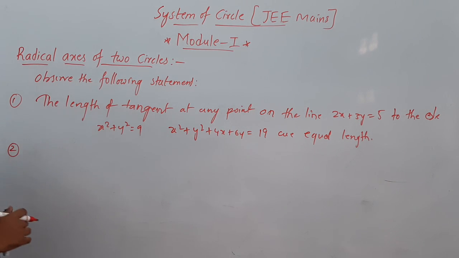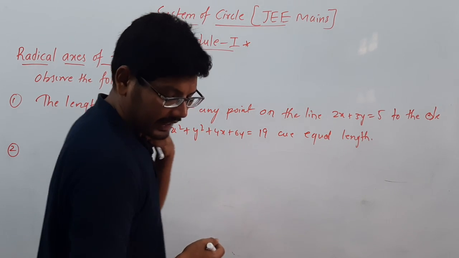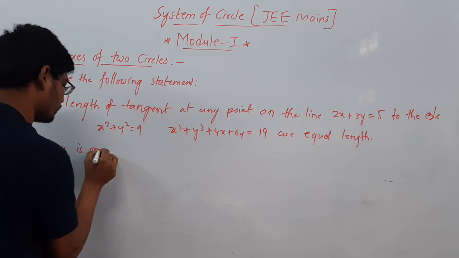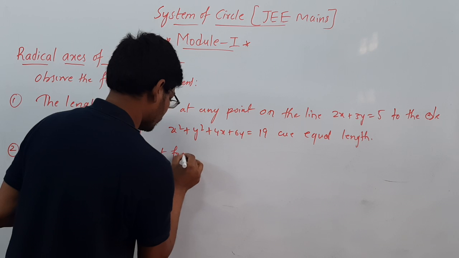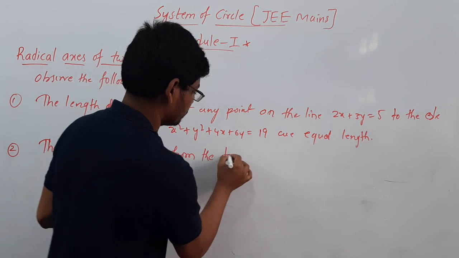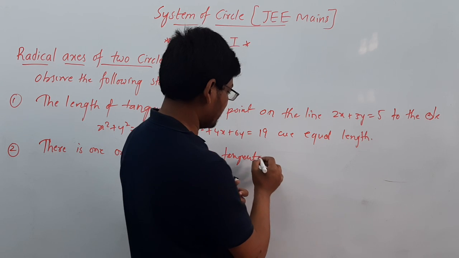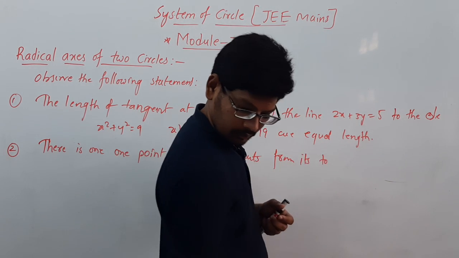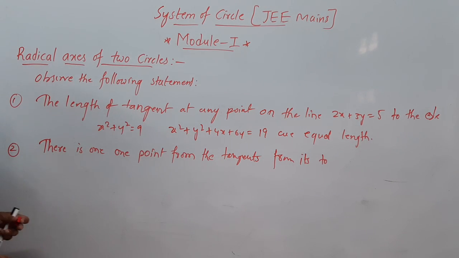This is one more condition he is giving: there is only one point such that the tangents from it to the given circles are equal in length. So I just read this question. No need to write it, no need to waste our time here.